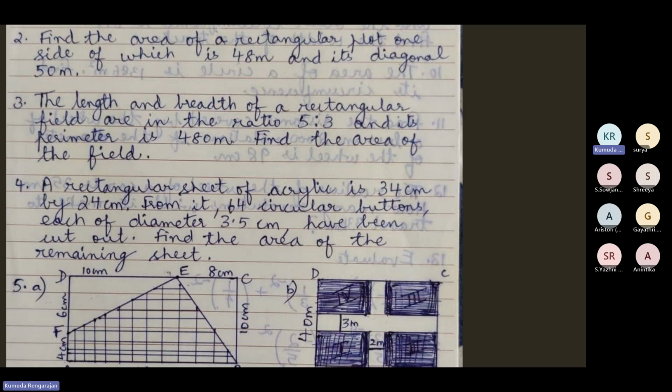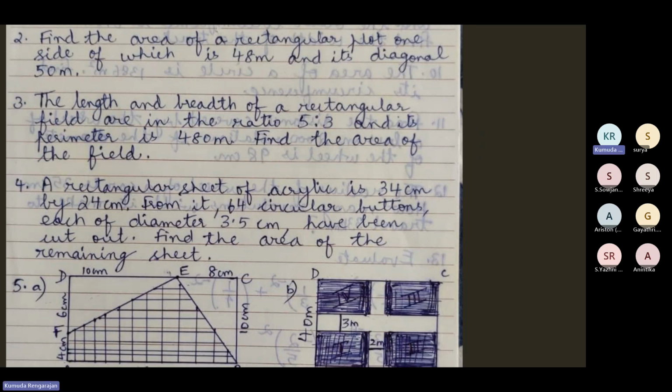Try to tell me in words, how will we find the area of the remaining sheet? What are the steps? Step one is to find the area of the rectangular sheet, which is 34 into 24. Next, find the area of one circular button, pi r square. Diameter is 3.5, so radius will be 3.5 by 2.